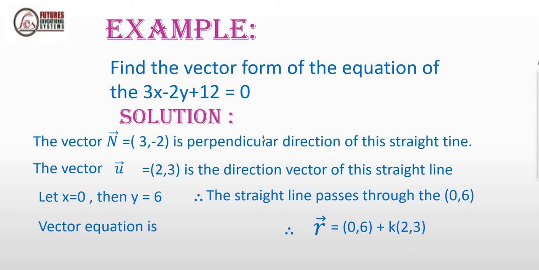The direction vector comes from the slope. The slope in this case is negative coefficient of x over coefficient of y. From the slope we get the direction vector, and put the vector equation in this formula: r equals (0, 6), a point lying on the straight line, plus a constant multiplied by the direction vector of this straight line.